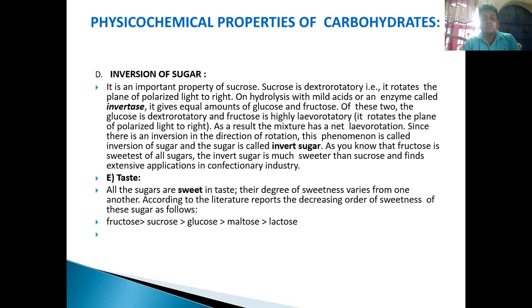Honey is the most common example of the inversion of sugars.